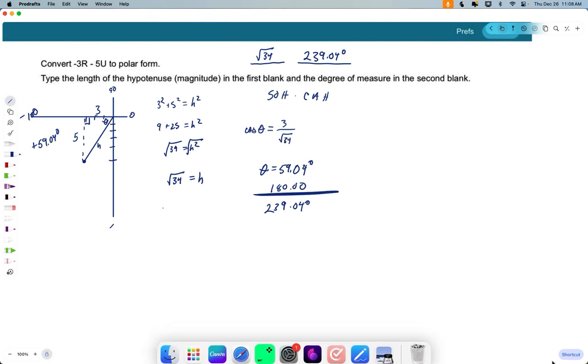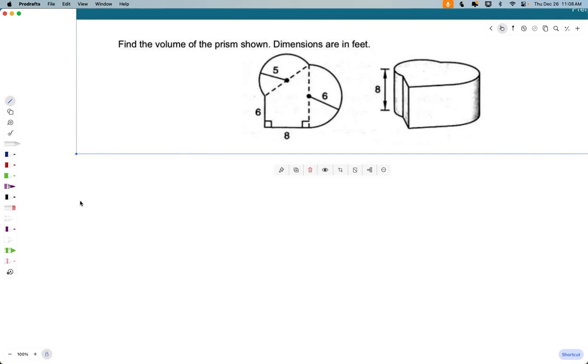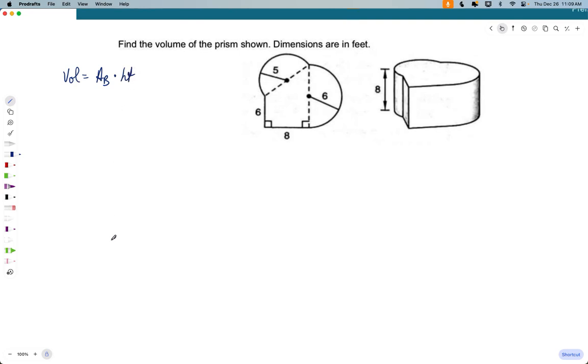Let's see, there's another problem. All right, we're going to find the volume of the prism shown. Dimensions are in feet. So here's the base, and here is the full prism. So what I have to do is find the area of the base. That's what volume is. Volume is equal to the area of the base times the height. That's all we ever do, regardless of what shape the base is. So what we have to do is break this into something we can calculate. If I do this right here, I can see that I have a triangle here and a rectangle here.